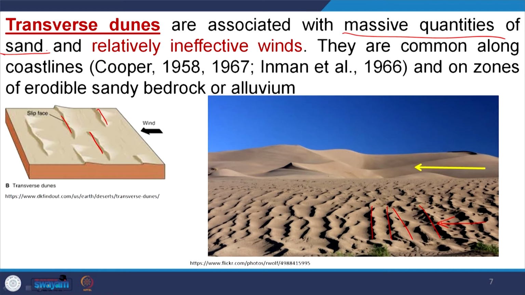So, we will have coastal plains or coastlines, and those zones of erodible sandy bedrock or alluvium. That means alluvium reworked by wind, such as glacial outwash plains and ephemeral streams of braided nature. Those alluvial sediments were reworked by wind action and form these alluvial ridges, these wind blown ridges or dunes. Those are mostly transverse in nature, and these are responsible for massive sand supply.